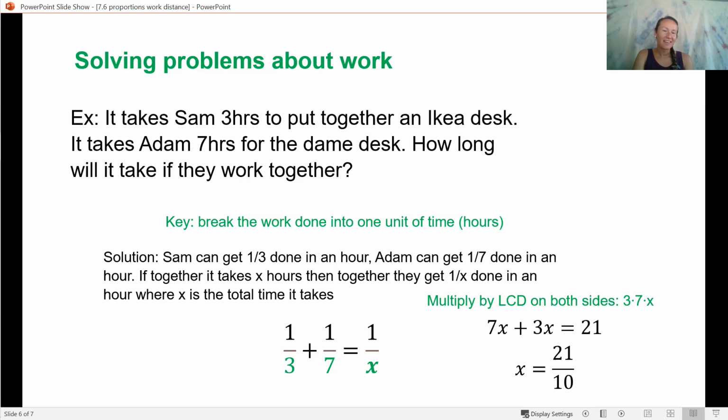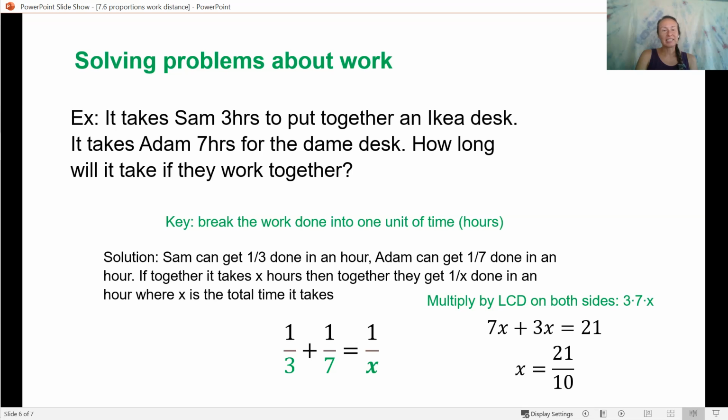Okay. And you can kind of look back at how long it takes each of them. It takes Sam 3 hours to put together the desk by himself. It takes Adam 7 hours. So Adam's helping a little bit, but he's so much slower than Sam. He's really only cutting down a little bit of the work for Sam, and Sam is still doing most of the work because he's just that much faster.